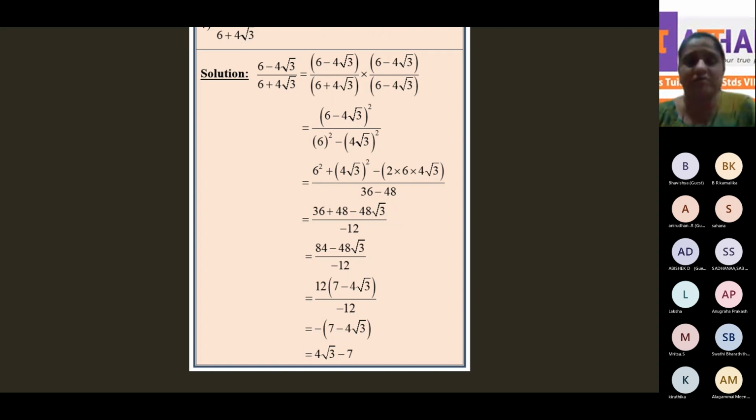See, what I've written here is a square plus b square minus 2ab. You can write it in any order. A minus b the whole square is, I've written a square plus b square minus 2ab. Any order you can write.